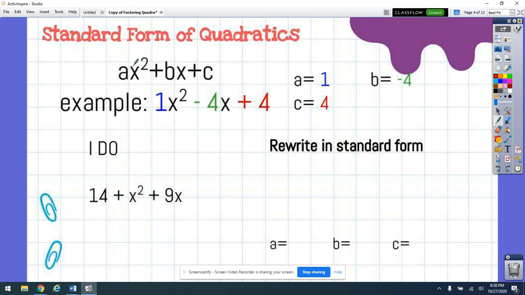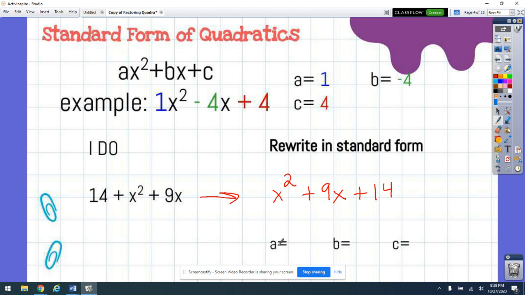So always your x squared has to go first. So if I take a look at this one, I have 14 plus x squared plus 9x. I want to rewrite that in standard form. So this is what it looks like. X squared goes first, so it's positive. Start down x squared. Next one that follows is my bx, or my 9x here. So I have a plus 9x, so plus 9x. And then I have this 14. Now, if I don't see the sign here, I know it's a positive, so I put a plus 14 just to put it in my standard form, just like this.